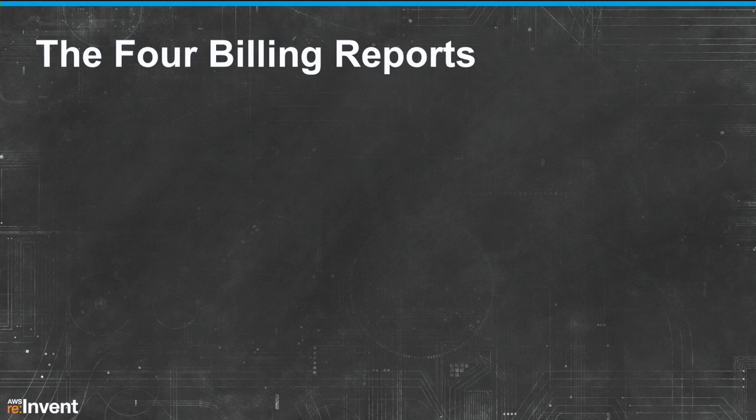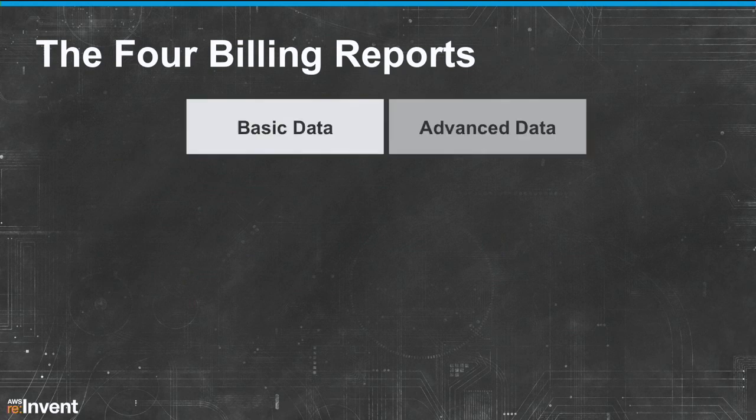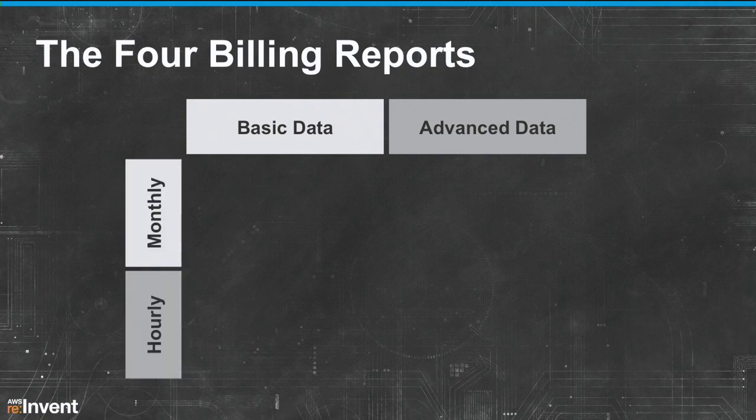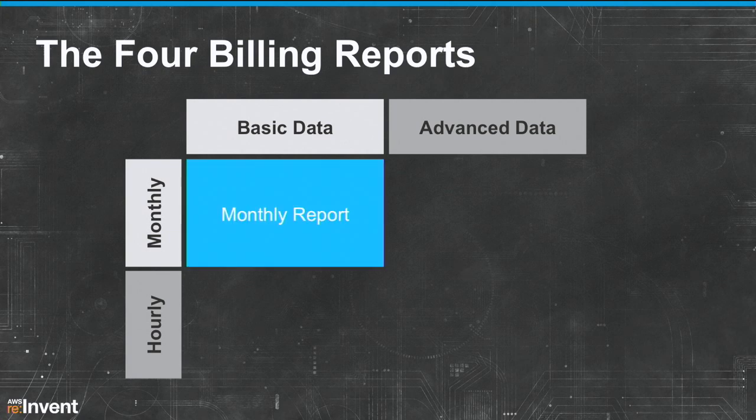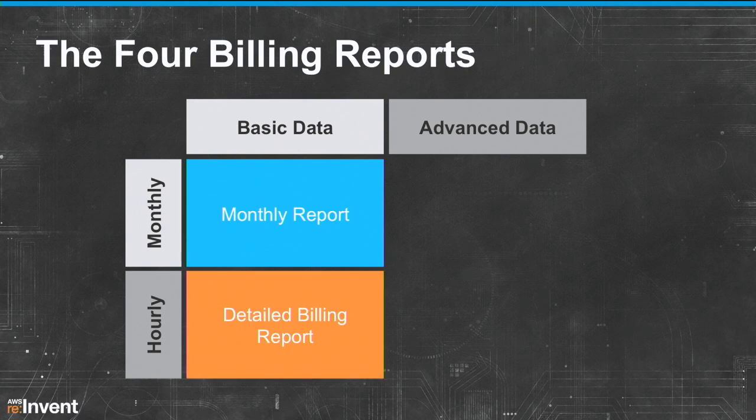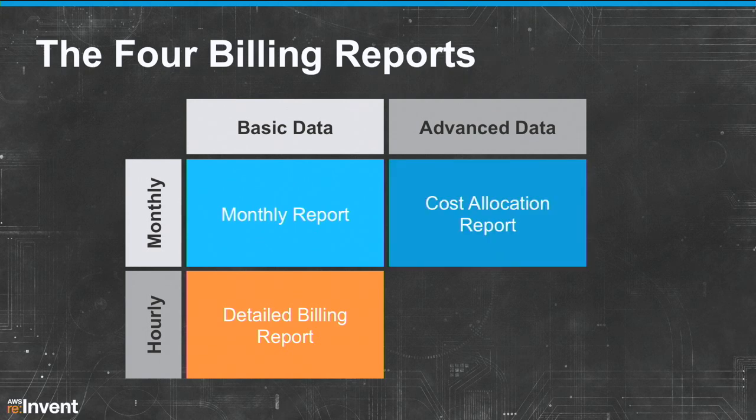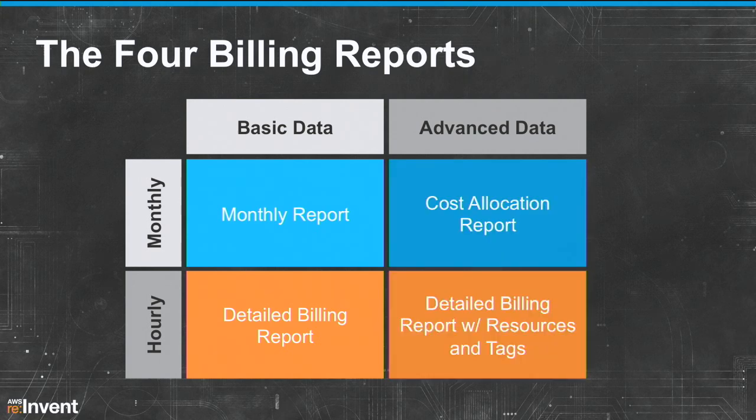We have four billing reports across four dimensions. We have basic data reports and advanced data reports. For each of these categories, we have hourly grain and monthly grain. The monthly report is the basic data report, monthly grain. Detailed billing report, that's the report we launched last April. Cost allocation report, and detailed billing report with resources and tags. Nice long name.